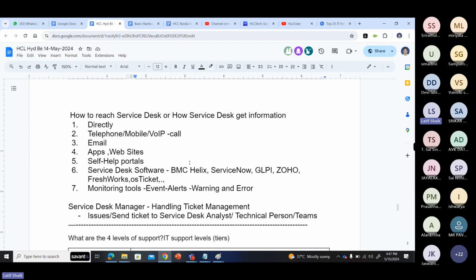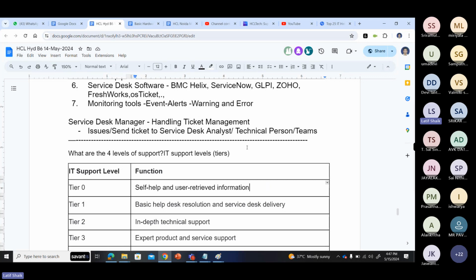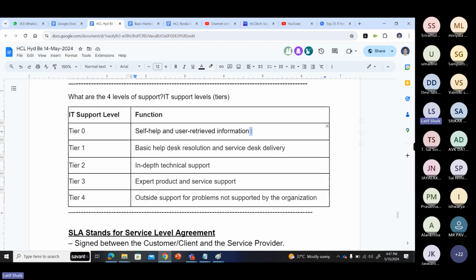For example, I'm working in level zero. I have basic knowledge of different domains like hardware, networking, server related things. Whenever an issue comes, when the level zero person receives an issue, through a call or maybe through mail, he will understand what the customer's issue is and what level of issue it is, and he will try to give basic support to the customer.